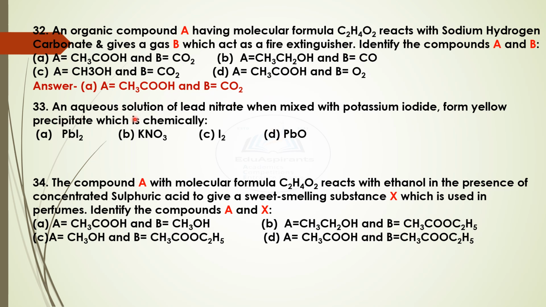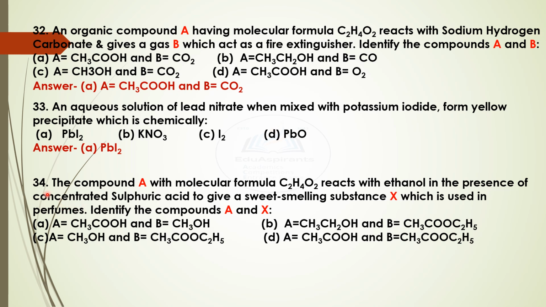Next question. An aqueous solution of lead nitrate when mixed with potassium iodide forms a yellow precipitate which is chemically, yes. Any doubt? You're clear? Yes, this is PbI2.